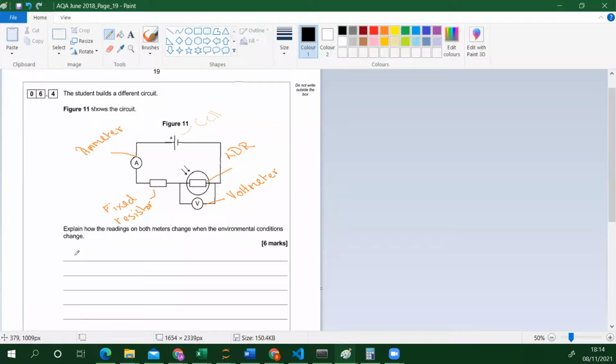Okay, so explain how the readings on both meters, so the voltage and the current, so the ammeter and the voltmeter, change when the environmental conditions change. Okay, so the LDR is obviously playing a huge part in this. So the resistance of the LDR changes in different light intensities.